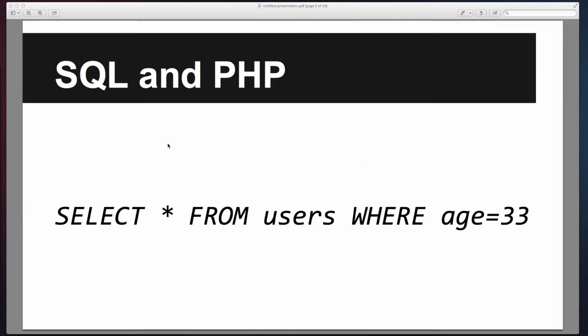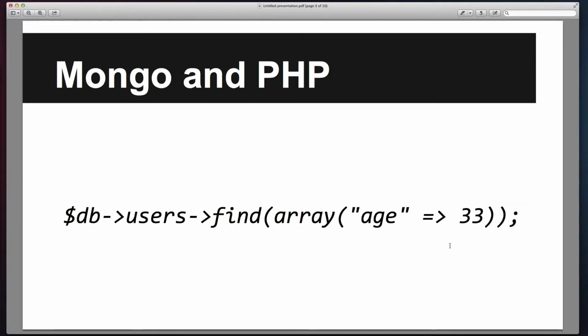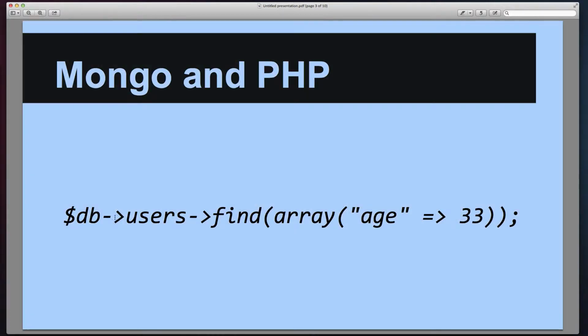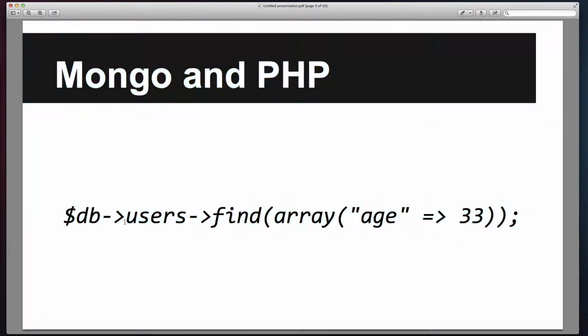Okay, so this is just a regular select statement from SQL in PHP. It's pretty straightforward. We're just selecting everything from the users table where the age is 33. Similar in Mongo, what was throwing me up was select.